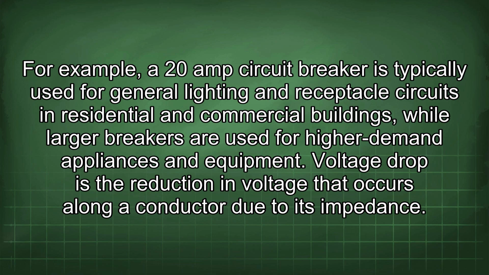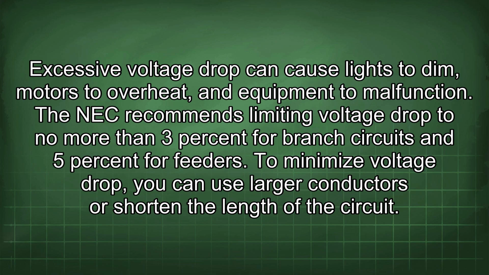Voltage drop is the reduction in voltage that occurs along a conductor due to its impedance. Excessive voltage drop can cause lights to dim, motors to overheat, and equipment to malfunction. The NEC recommends limiting voltage drop to no more than 3% for branch circuits and 5% for feeders. To minimize voltage drop, you can use larger conductors or shorten the length of the circuit.